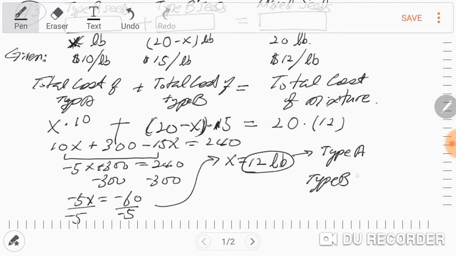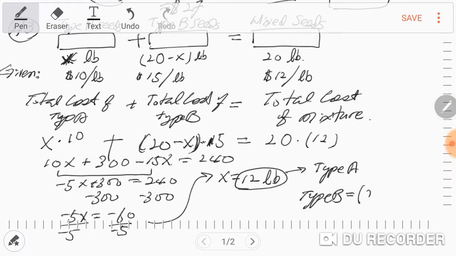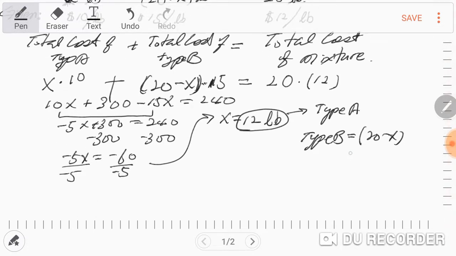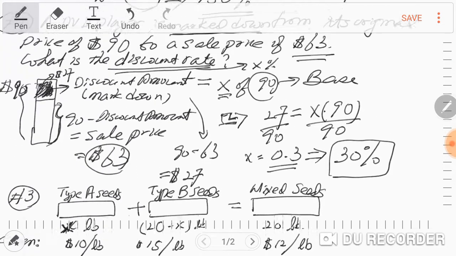Type B is 20 minus X. So that is equal to 20 minus 12, which is 8 pounds. So we can mix 12 pounds of type A seed and 8 pounds of type B seed. So altogether there are 20 pounds. So this satisfies the question.